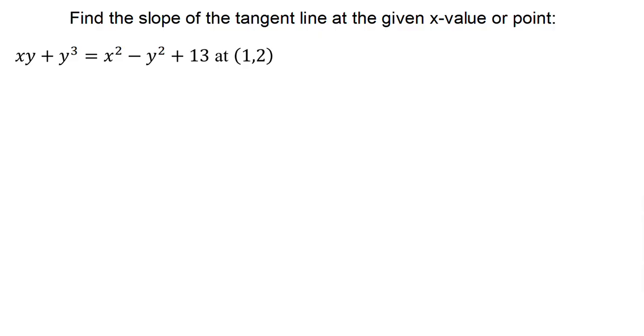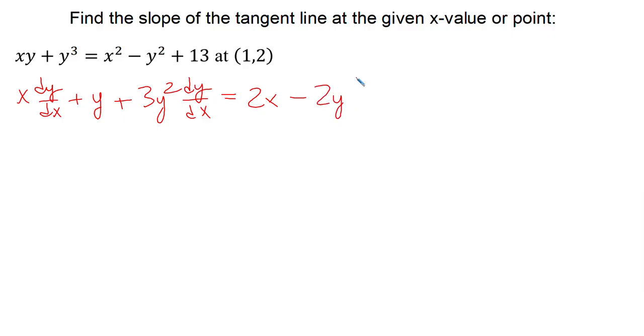All right, for our last few here, we're going to have to use implicit differentiation. And we'll note that now we're given x and y values. So that means that our derivatives are going to have x's and y's in them at the end. So our derivative of xy using the product rule is x times the derivative of y with respect to x plus y times the derivative of x, which is just 1. Then we get plus 3y squared dy dx. For the y cubed, we get 2x for the x squared, and for the y squared, we get 2y dy dx. The plus 13 falls off because the derivative of a constant is 0.